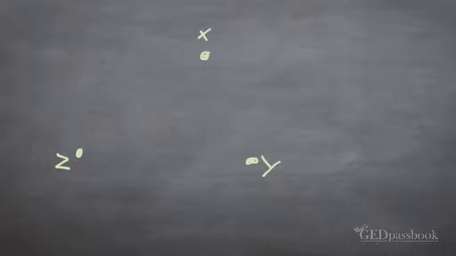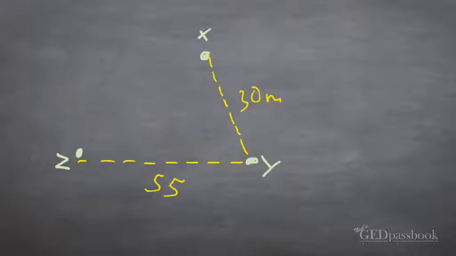If you were to draw out what they gave you, the distance from X to Y was 30 miles. The distance from Y to Z was what? 55 miles. What is the distance from X to Z? And chances are they'll tell you something like this, because they won't make it too hard. They'll tell you somehow that this is your 90-degree angle right there.